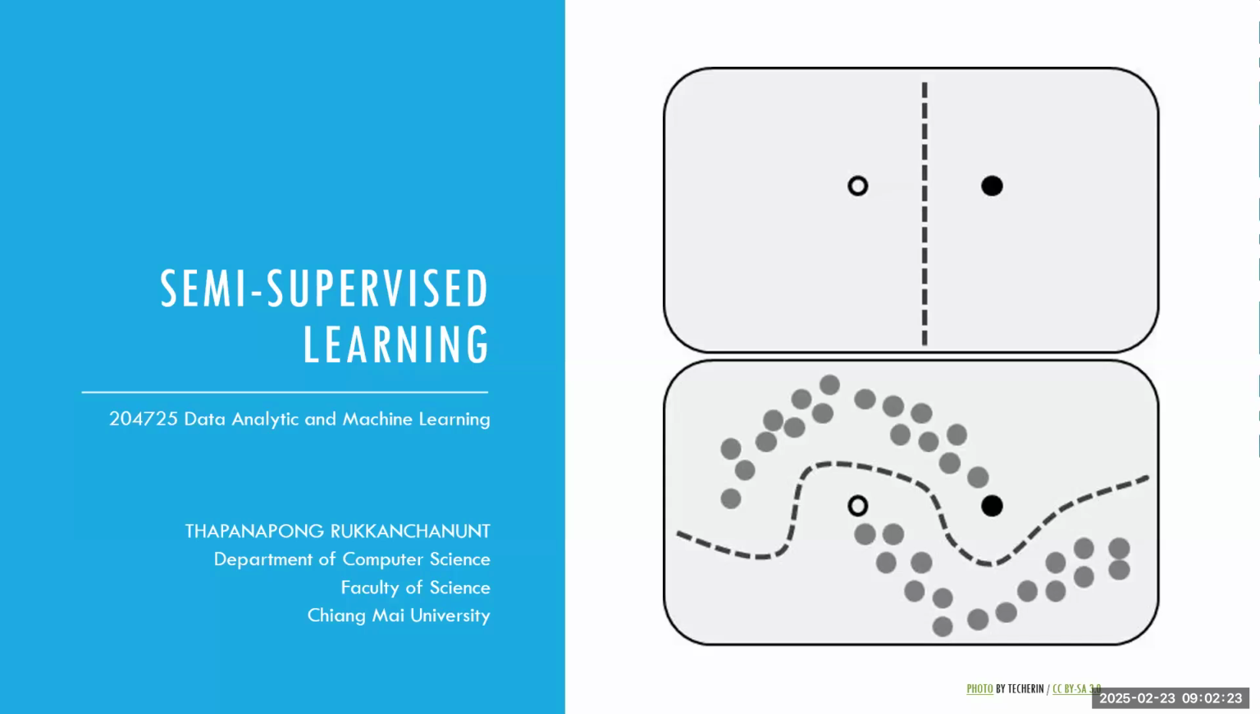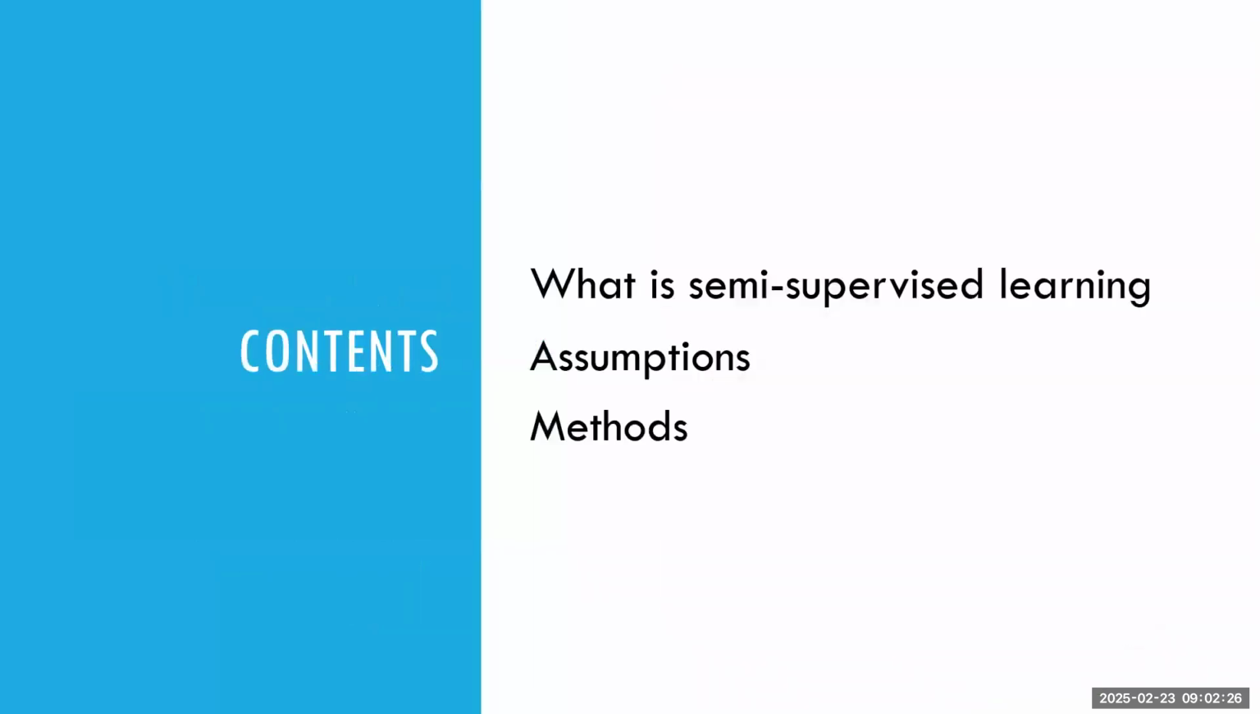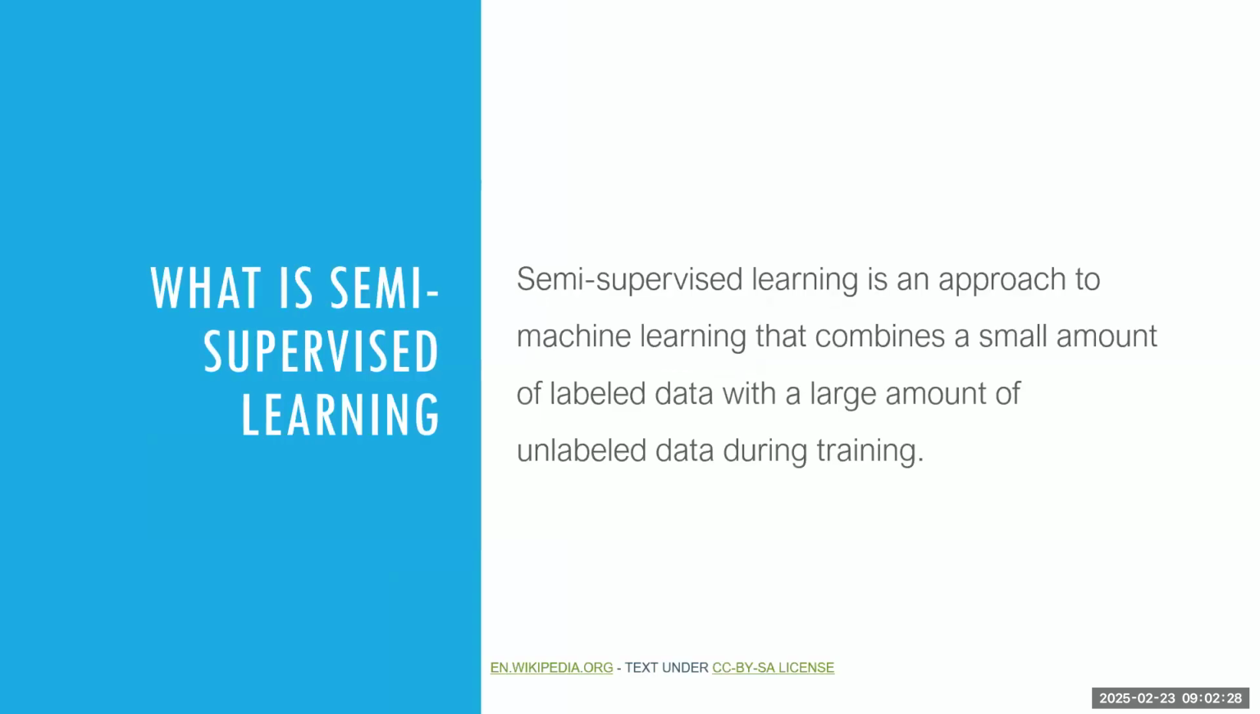So what is semi-supervised learning? Semi-supervised learning is a way to combine a small amount of labeled data. So you have the data with correct answers, but they are very small. You also have another set of data called unlabeled data, and for this data, you don't have any information at all. So you want to combine them to make maybe some machine learning model, right?